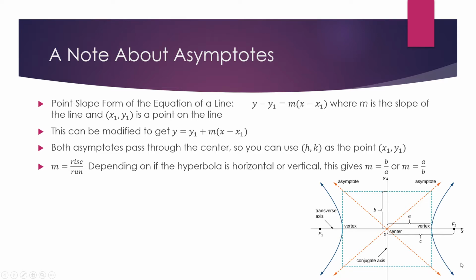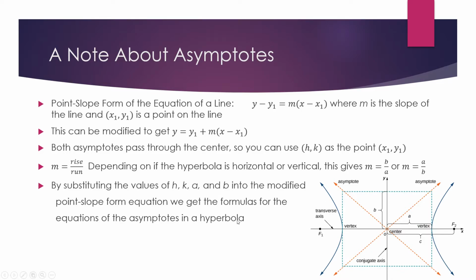Now for your second asymptote, right here we have a rise of negative b and a run of positive a. So we get a positive b over a and a negative b over a, or vice versa with the vertical hyperbola. By substituting in the values of h, k, and the a and b values for the slope in x1, y1, that's where those formulas for the asymptotes come from: y equals k plus or minus b over a times x minus h, and the vertical hyperbola equation as well. So it ties back to point slope form.